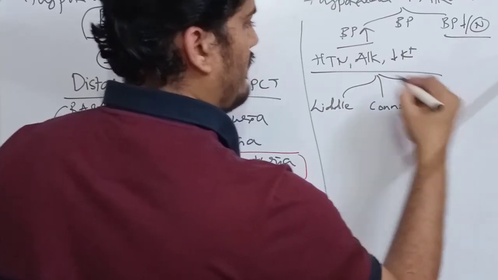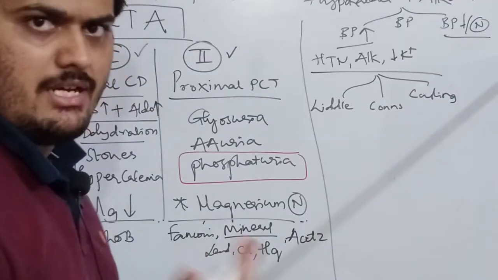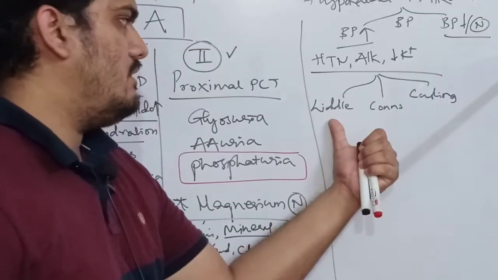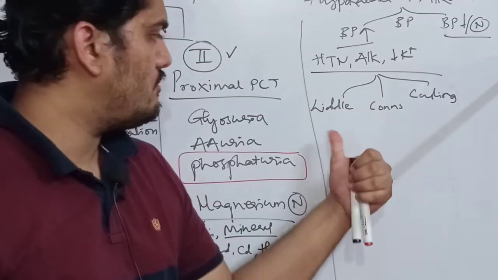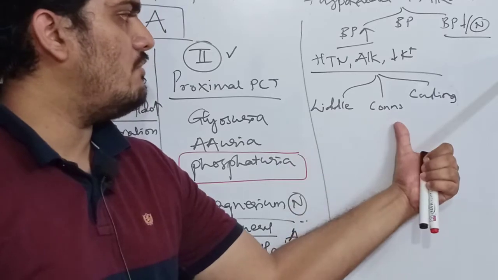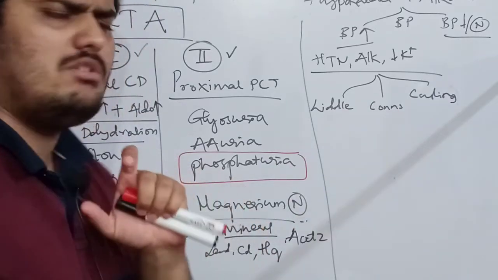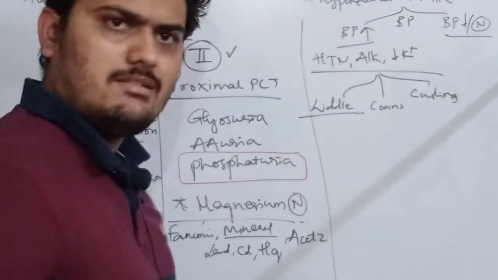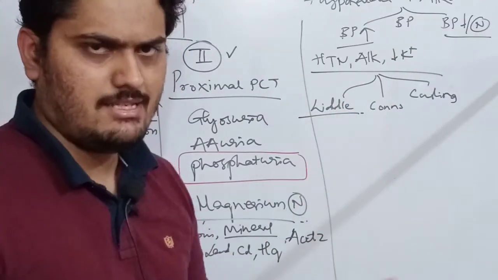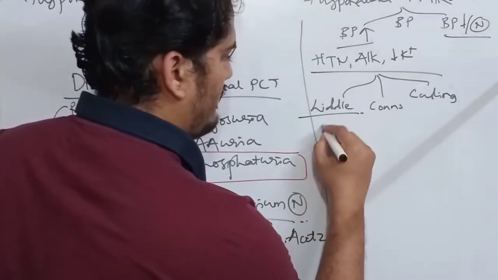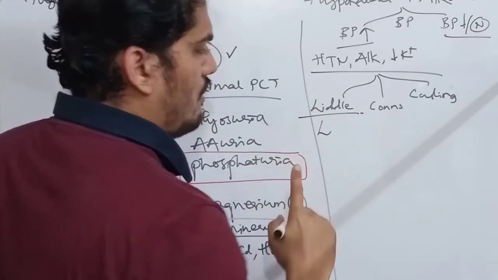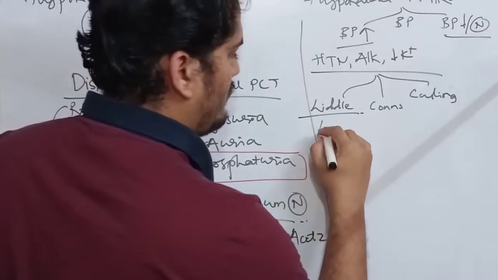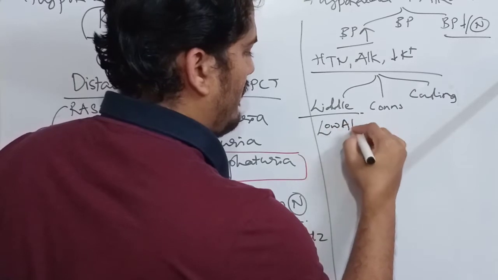So the 3 important differential diagnoses here are Liddle syndrome, Conn's syndrome, and Cushing syndrome. And how to differentiate between them? The important note here is Liddle syndrome, the word itself says everything. There are 2 L's here. What will one L stand for? One L stands for low aldosterone levels here.